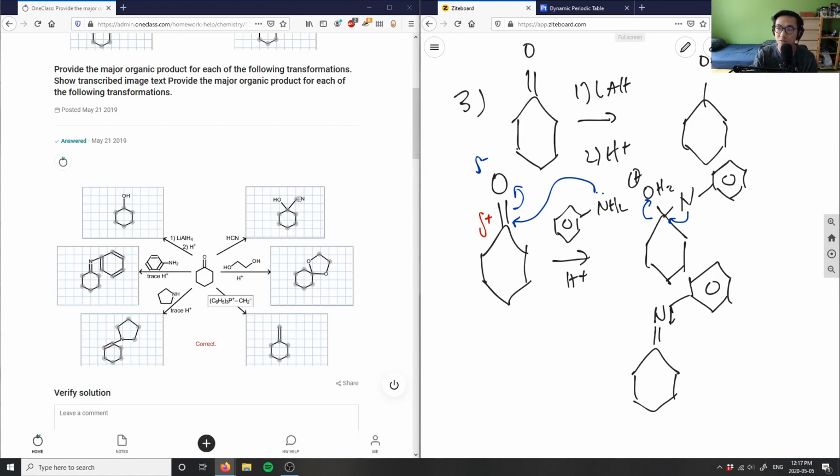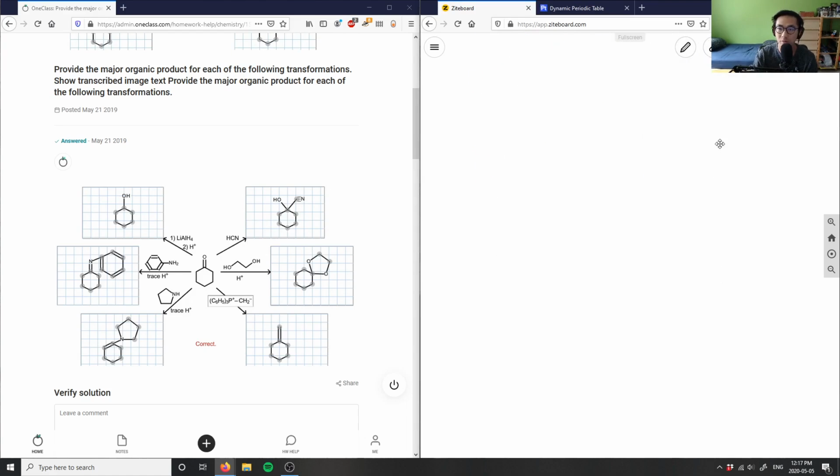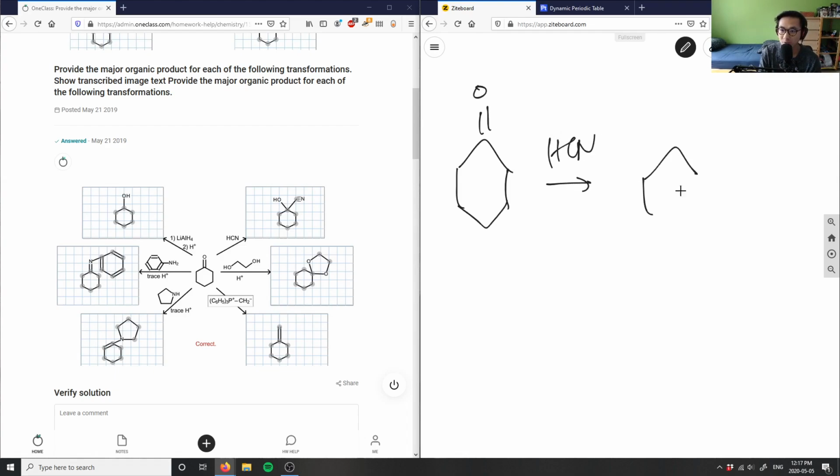And then finally what we have here is, I don't think they drew it well here, so let me redraw this one for you. You're going to react it with basically cyanide. So you have a ketone here, I'm reacting with HCN. Again, we know that this here is positively charged. So this is negative.